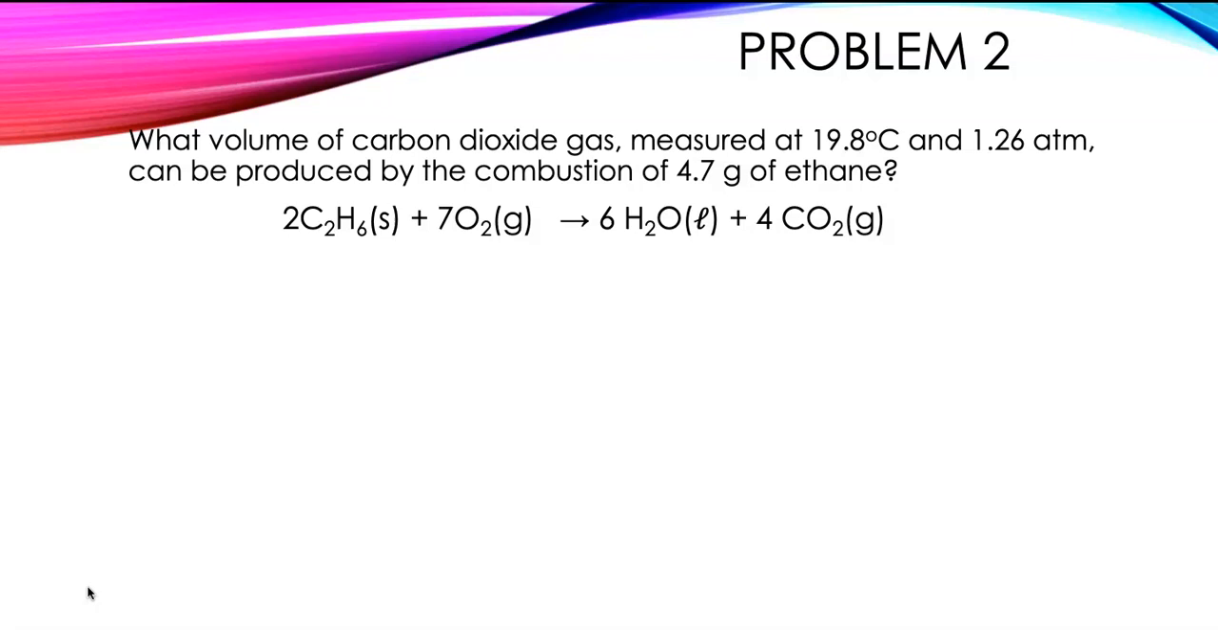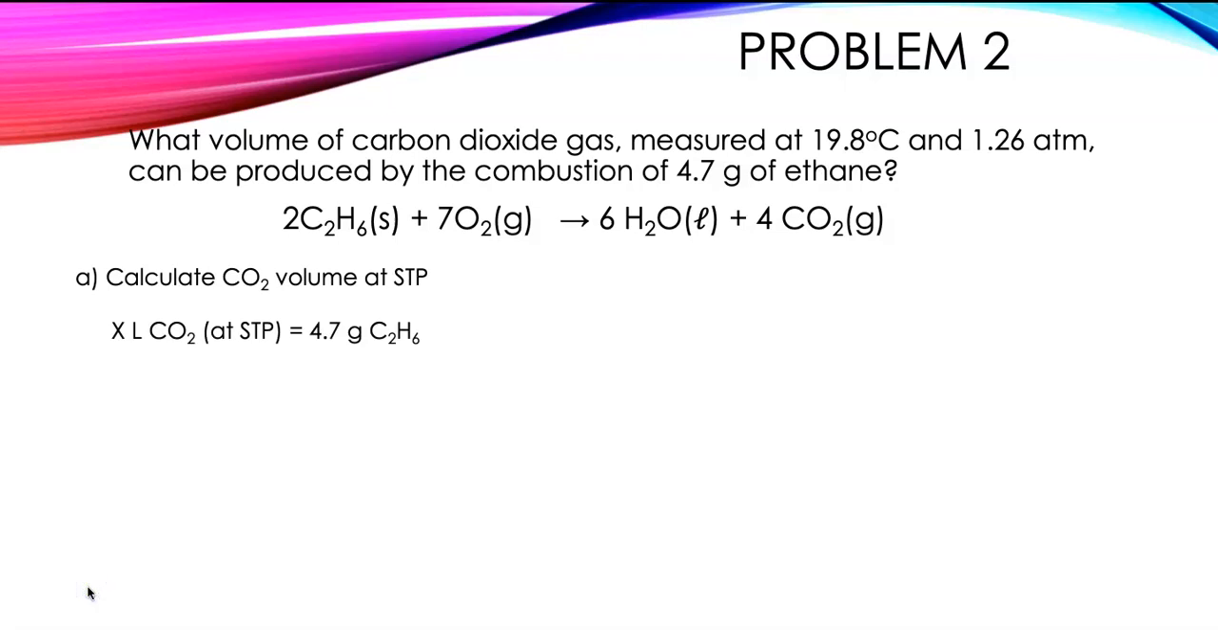What volume of carbon dioxide gas measured at 19.8 degrees Celsius and 1.26 atmospheres can be produced by the combustion of 4.7 grams of ethane? I know I've got a whole lot of combustion reactions going on here. That's fine. So, the first thing I'm going to do for this problem, I'm going to find the CO2 volume at STP. Why? Because again, it's all going to work out just fine. Again, you can pause this and do the work on your own and do the other strategy if you want and compare your work to mine.